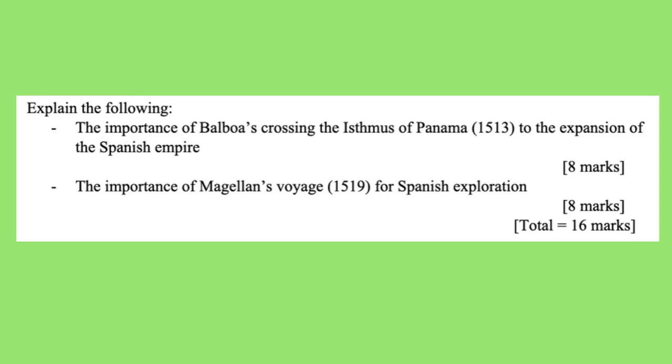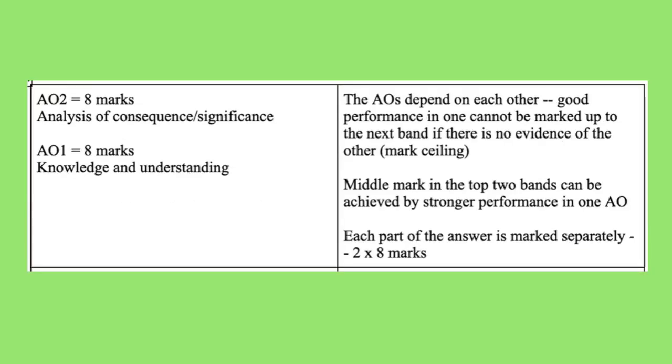Explain the following. The importance of Balboa's crossing the Isthmus of Panama in 1513 to the expansion of the Spanish Empire. 8 marks. The importance of Magellan's voyage in 1519 for Spanish exploration. 8 marks.